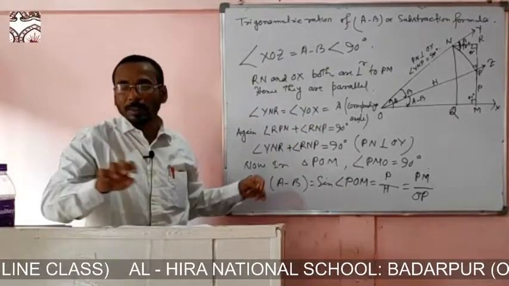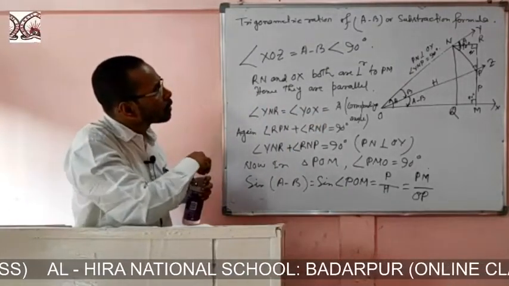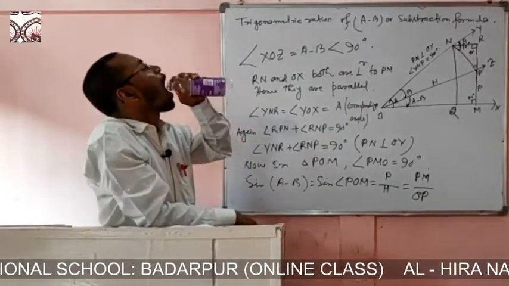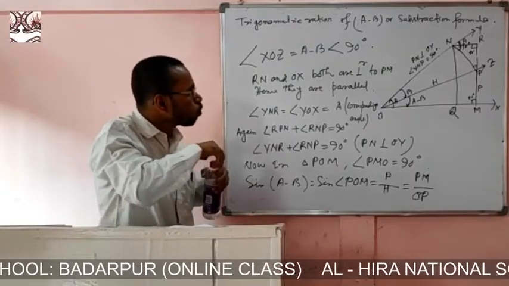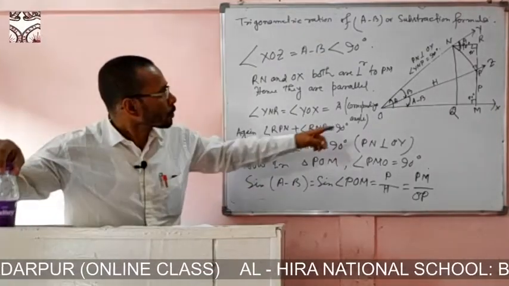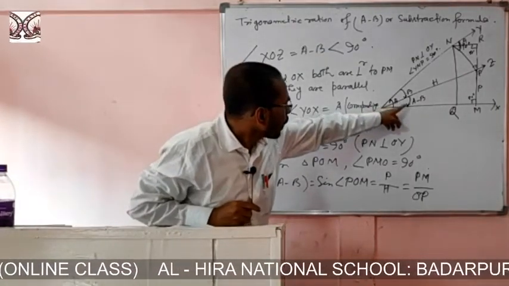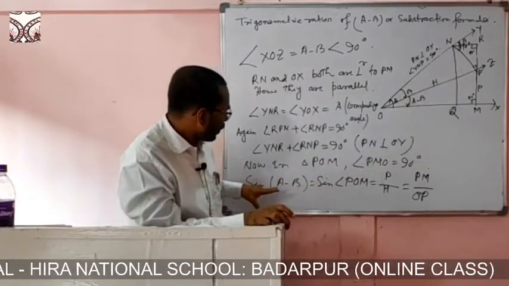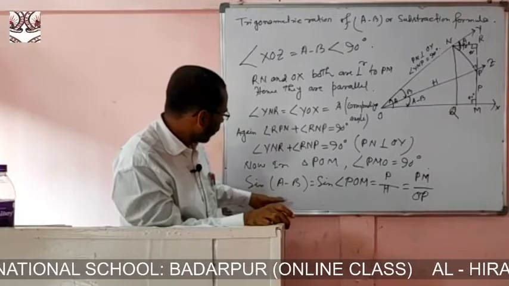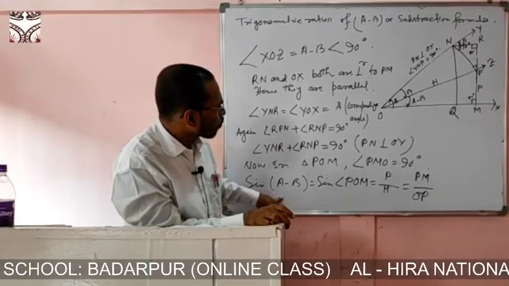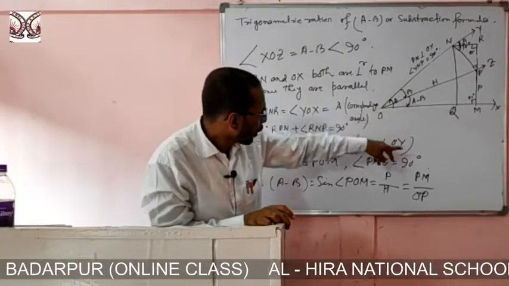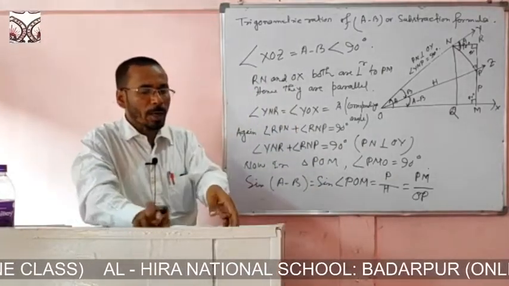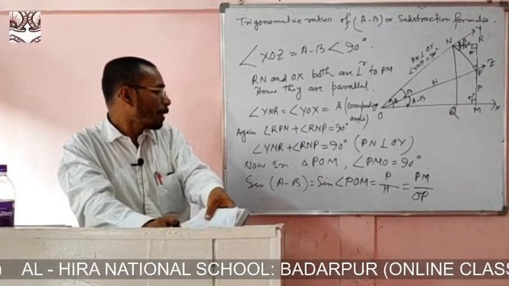Look at the picture very seriously. If you identify the picture geometrically, then it will be much easier to understand. Sine of A minus B, which is sine of angle POM, is equal to perpendicular by base, PM by OP. Now we can write sine A minus B is PM by OP.